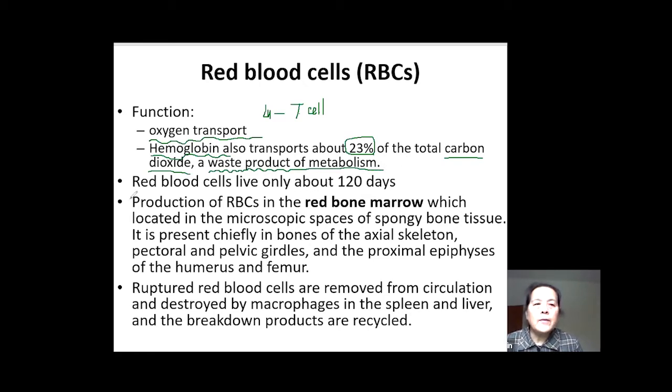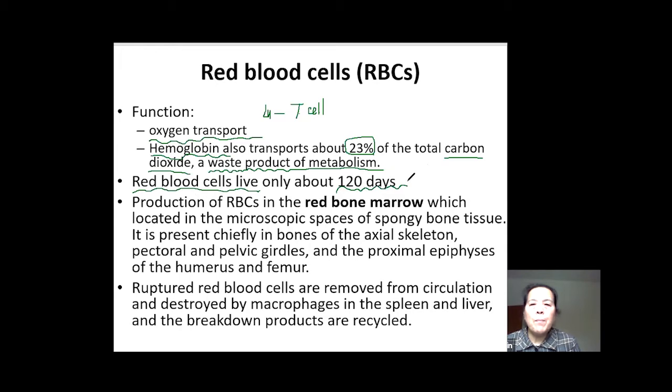Then, red blood cell does not live for a whole life. Like everybody gets a red blood cell from birth until they die, the same red blood cell. That's not true. They still have their lifetime. The lifetime for a red blood cell is 120 days.